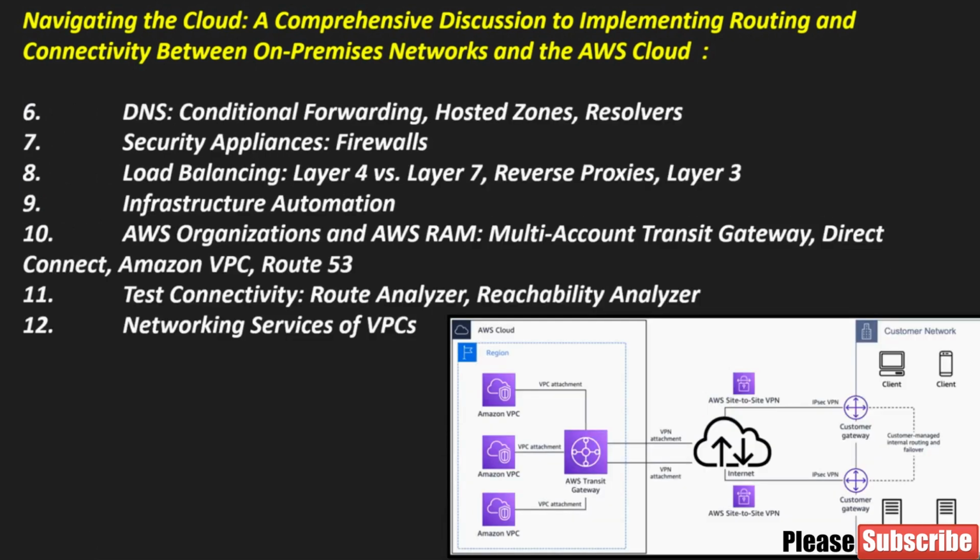So the sixth point, we need to discuss DNS, that is conditional forwarding and hosted zones resolvers. Domain Name System, DNS, is often overlooked but it is a very critical component for any network solution model. So exploring features like conditional forwarding, hosted zones and resolvers ensures a reliable and scalable DNS infrastructure we can focus on. Seventh point will be on security appliances, that is firewalls.